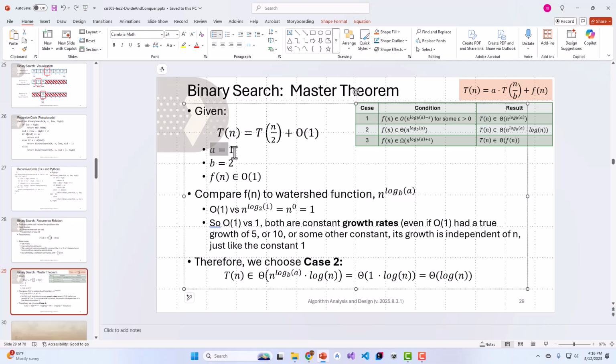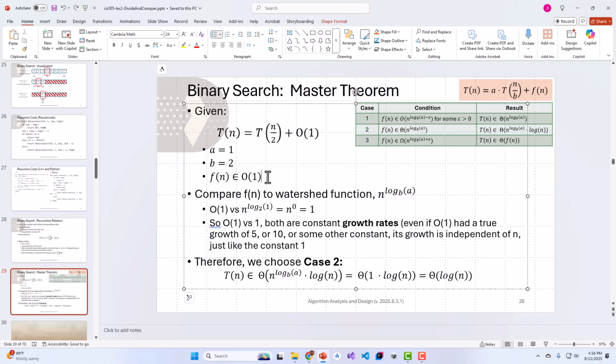We say that a is 1, implicitly in front of this T of n over 2, and then the thing we're dividing by is 2, so that's our b. We have 1, 2, and then f of n is big O of 1. We're going to compare our f of n, some sort of constant, because remember, we're interested in the growth rate, not a specific value. So if the constant's 160, it doesn't really matter if we find the other thing is growing. We're interested in the asymptotic relationships. Remember, let's not lose sight of the forest for the trees here.